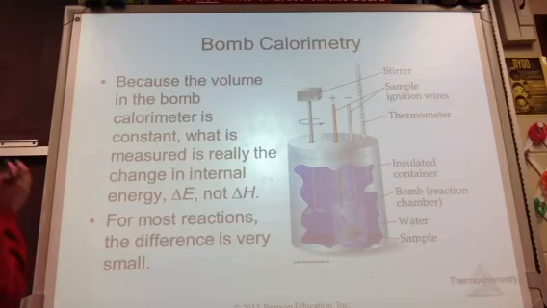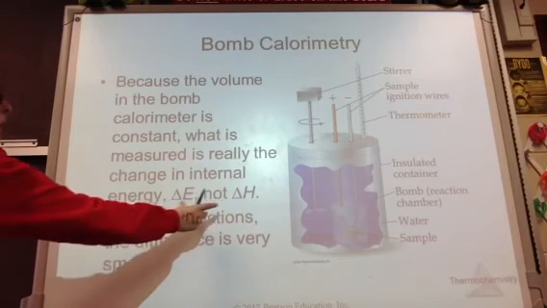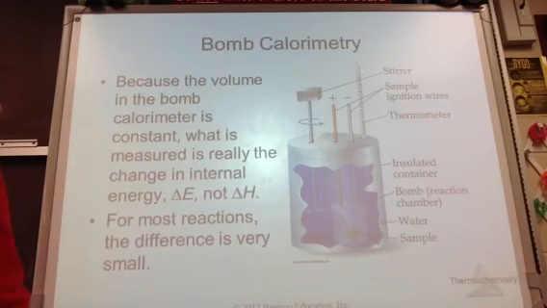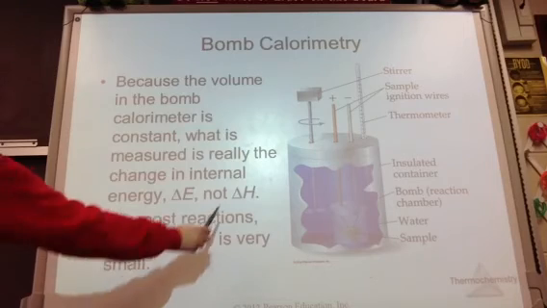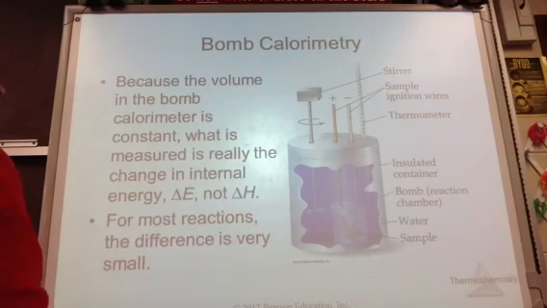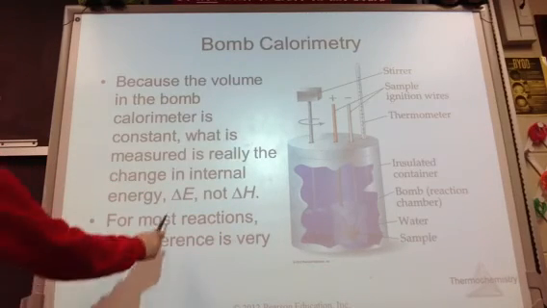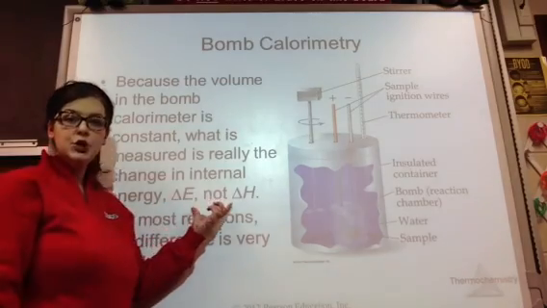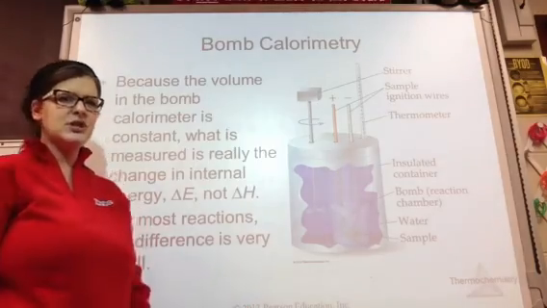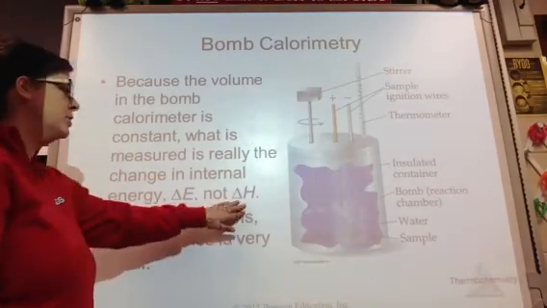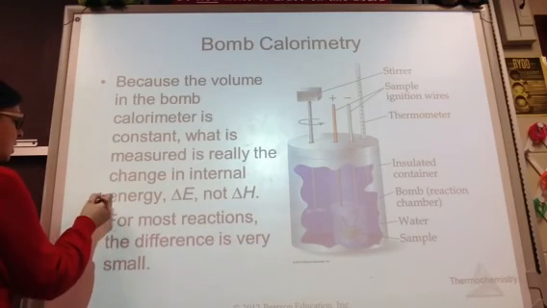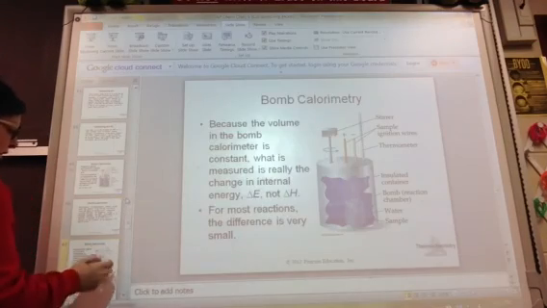So for most reactions, the difference between our change in internal energy and change in enthalpy is so small that it really doesn't matter. So we say that we're measuring delta H, or we can say that we're measuring change in enthalpy. We're really measuring change in internal energy, but the difference between these two is so small that it's negligible. So we just kind of think, whatever. We're really saying we're measuring this too. Okay, so those are our slides for bomb calorimetry.